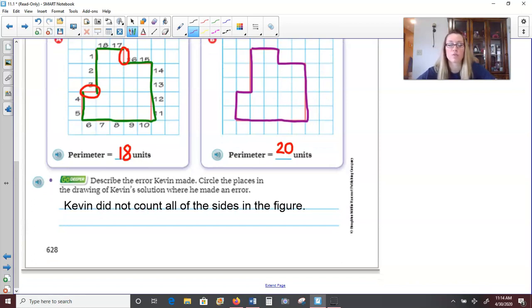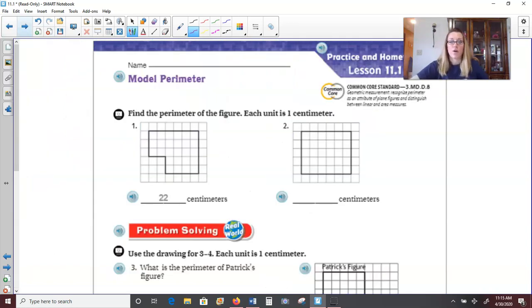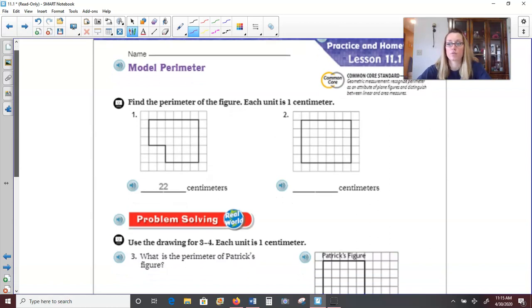He skipped over 2. That's why when you are finding the perimeter of these odd-shaped polygons, I do suggest to trace and count the outside with your pencil, or cross off sides as you're adding them so that you don't add anything twice or forget to add something. Okay? All right. Over to our practice and homework pages. This is the home stretch of the lesson.